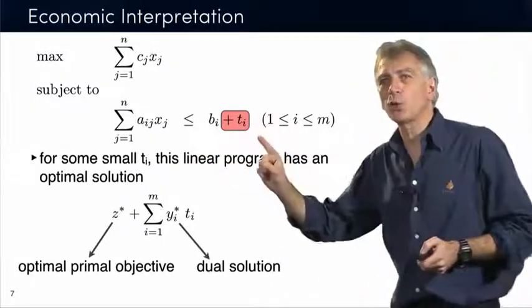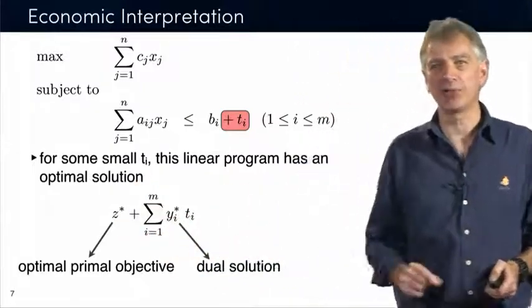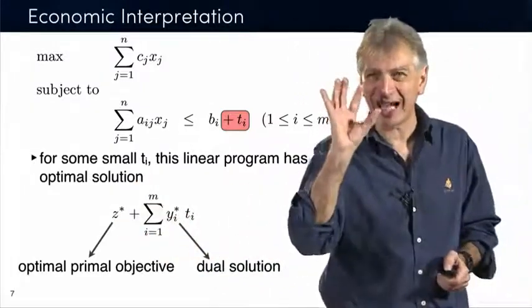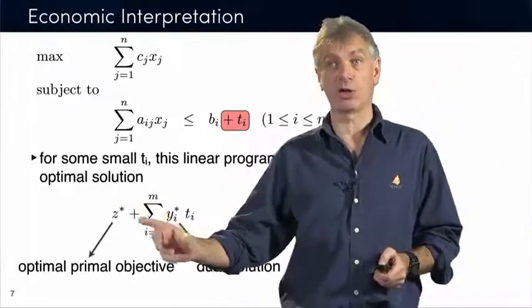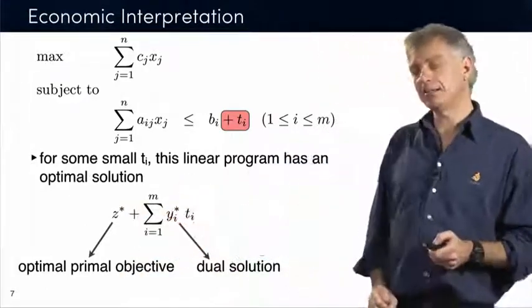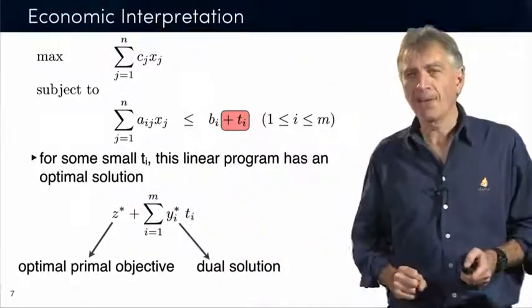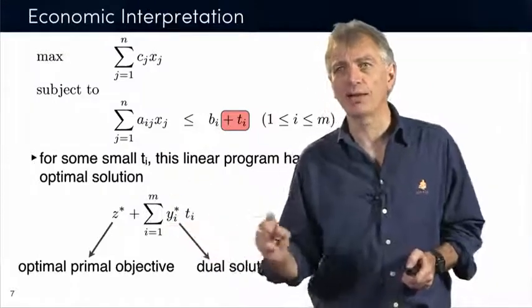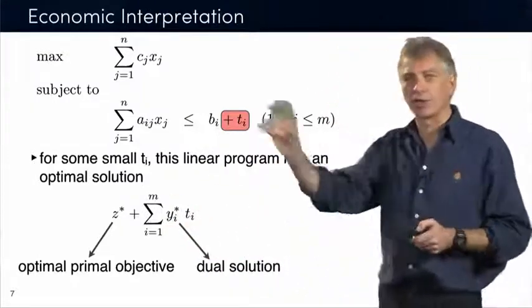Okay, so if you increase your capacity a little bit, the value of the objective function is going to change in a tiny fashion. It's still going to be at least as good as the primal objective function that you see there, z star. But then you're going to increase it with what? With ti times yi star, for every one of these dual variables.